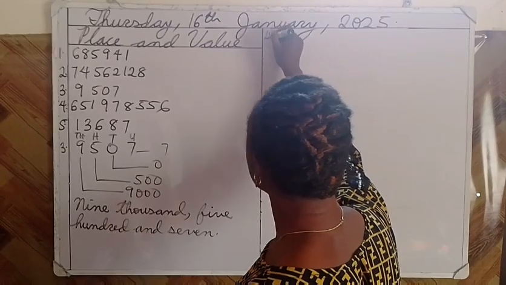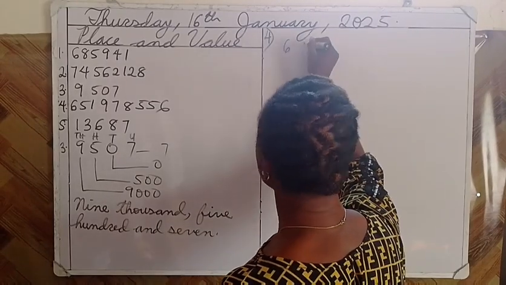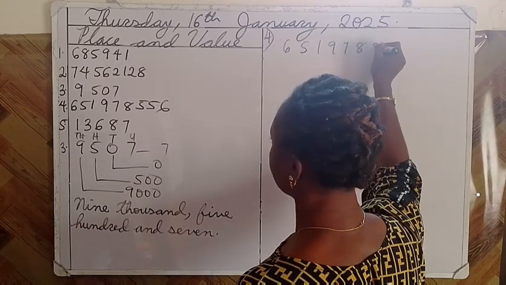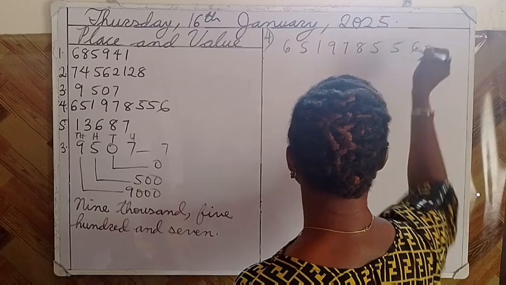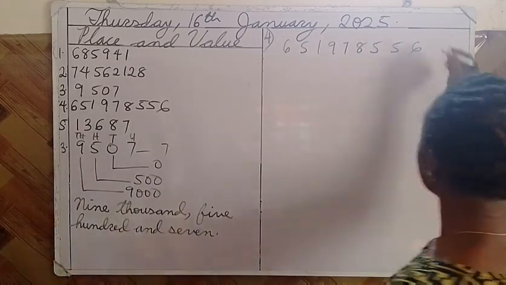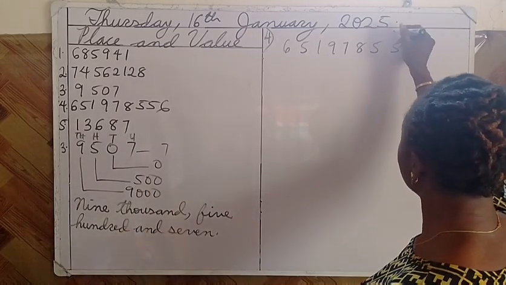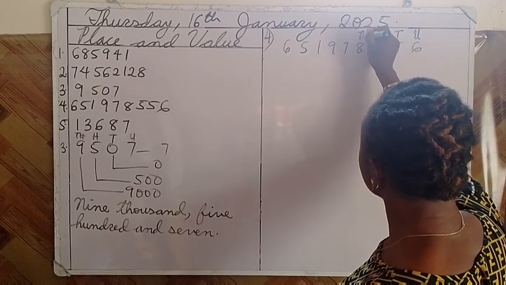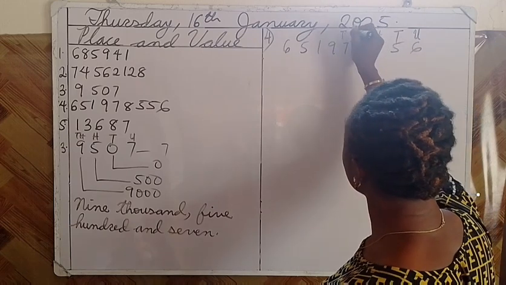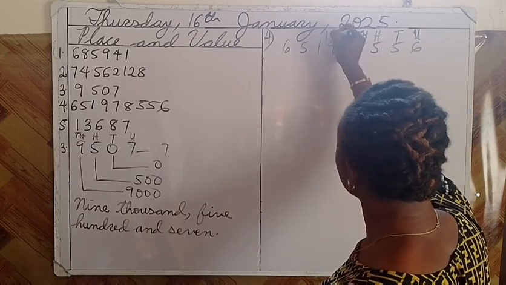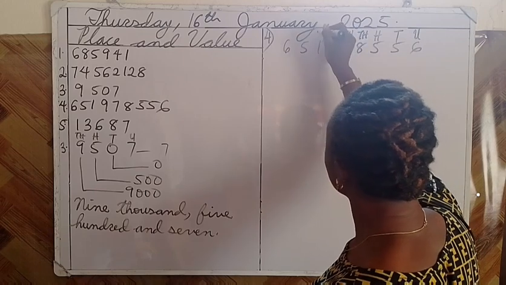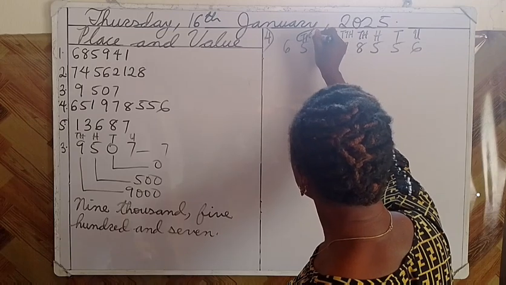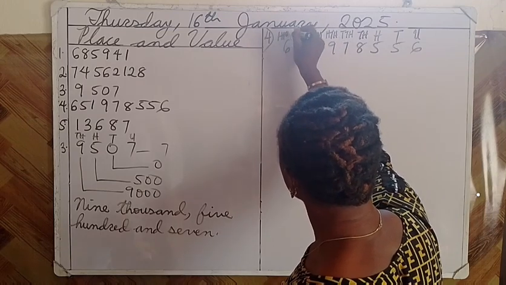Now question 4, we have 6, 5, 1, 9, 7, 8, 5, 5, 6. The place of 6 is units, 5 is tens, 5 again is 100, 8 is 1000, 7 is 10,000, 9 is 100,000, 1 is a million, 5 is 10 million, and 6 is 100 million.